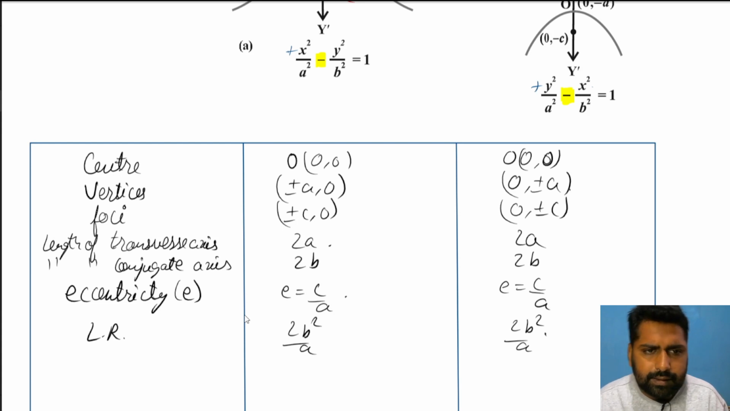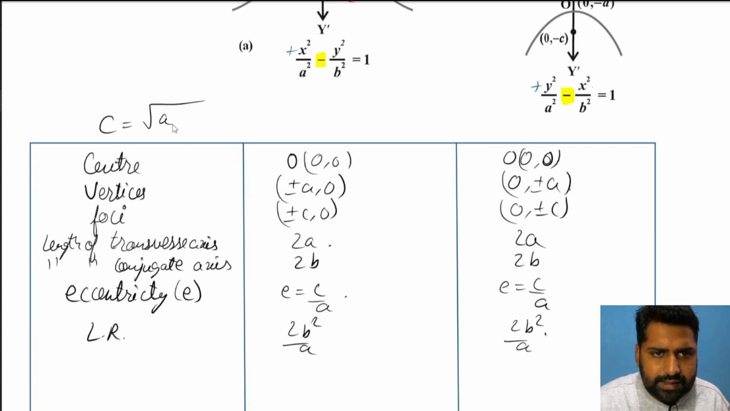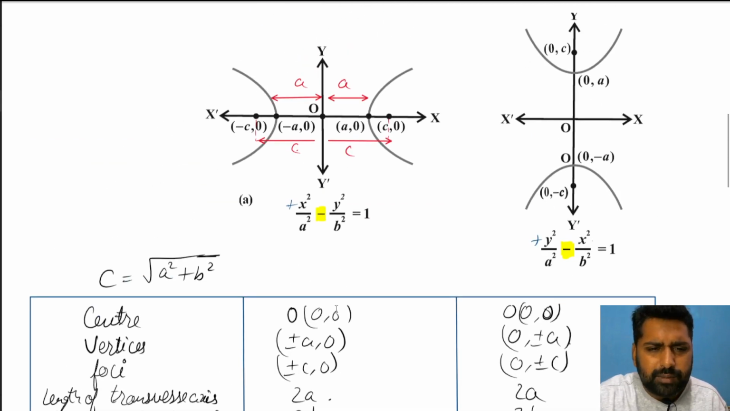What else? That's it. And what is the relation between A, B and C here? Instead of the square root of A square minus B square as in the ellipse, now you have plus. If you look very carefully, hyperbola and ellipse vary by one simple idea: instead of plus you are taking minus. In the equation it was plus, replace it with minus. C was A square minus B square, here C is A square plus B square, and this time there is no constraint that A will always be greater than B.